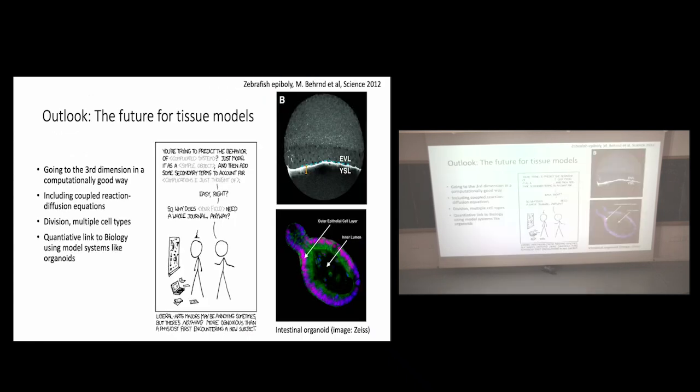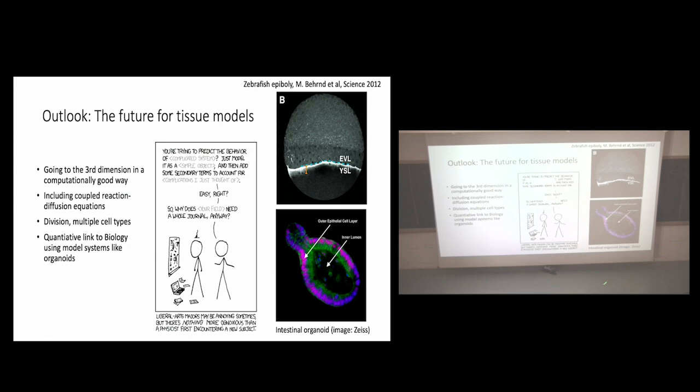Just an outlook, the future for tissue models: if you want to really talk to biologists, there's two things. You need to do this properly in 3 dimensions in a computationally sane way, which is currently not obvious at all. And you want to work on very cool new systems like organoids, where you make little, almost organ-like systems in the lab, which you can treat exactly like you want with different labels and similar.